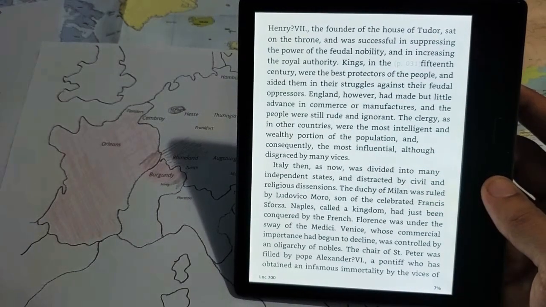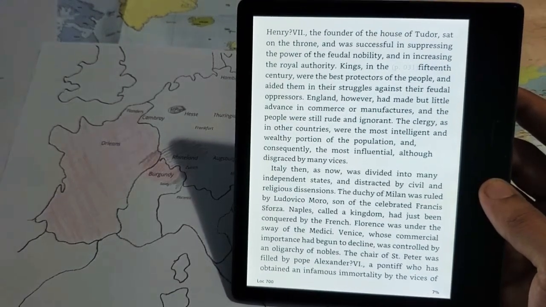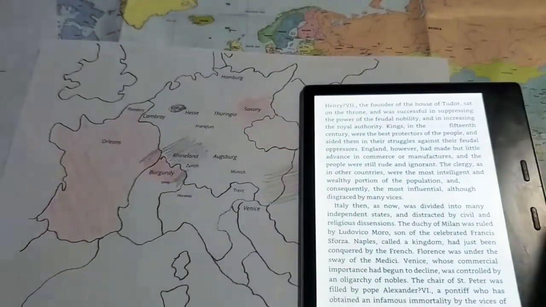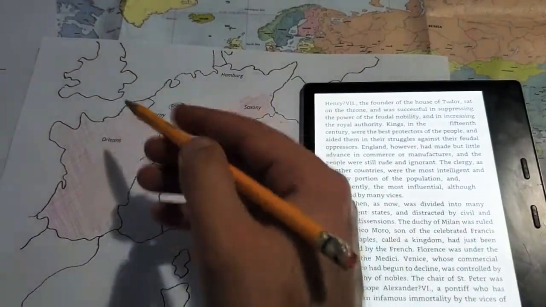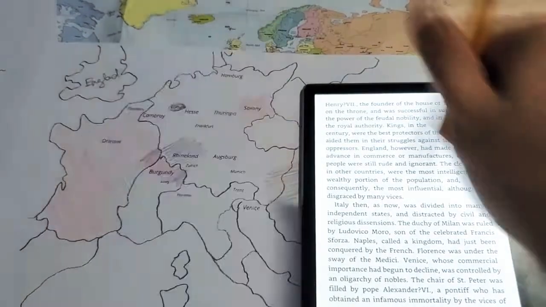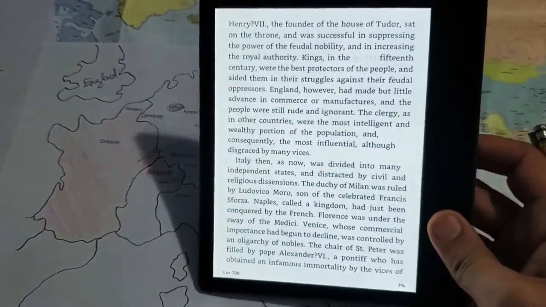Henry VII, the founder of the Tudor house, sat on the throne and was successful in suppressing the power of the feudal nobility and in increasing the royal authority. So if you didn't know, England would be here. And the funny thing is, it's not too important in this entire lecture. And the reason is because he's about to tell us.